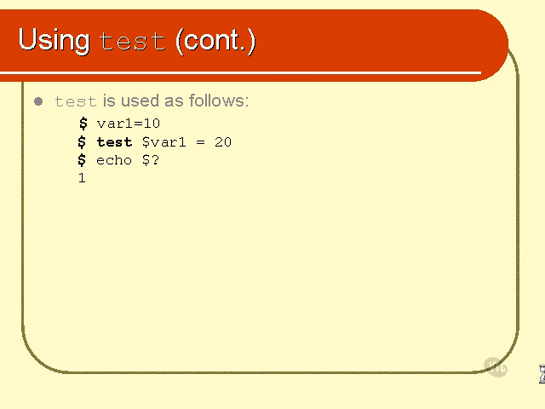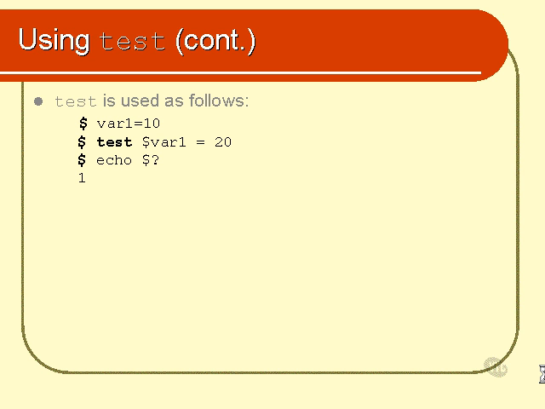Suppose we set a variable called var1 to be 10. Then we can run the test program and we can test whether $var1 equals 20. In other words, we're comparing var1 with 20 to see if they are equal or not. Now, interestingly, test does not produce any output. You don't get a message on the screen telling you whether they're equal or not. All that test does is it changes its exit status according to the results of the comparison.